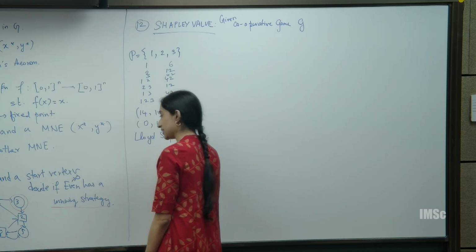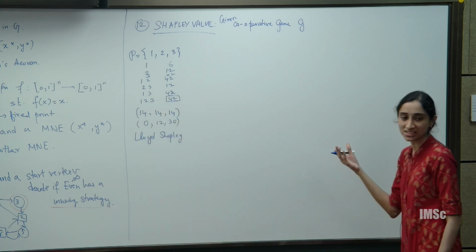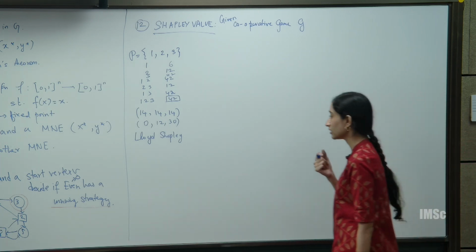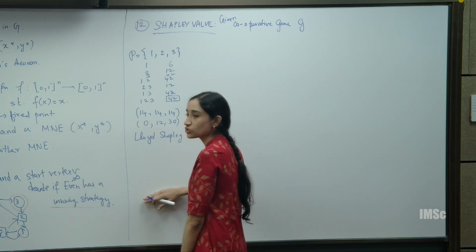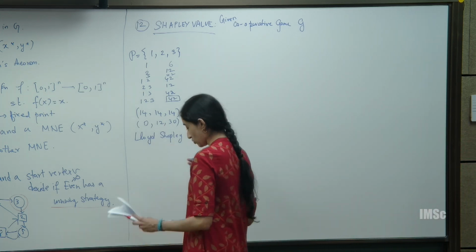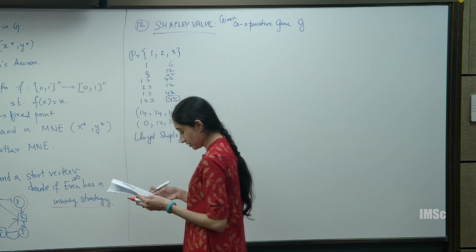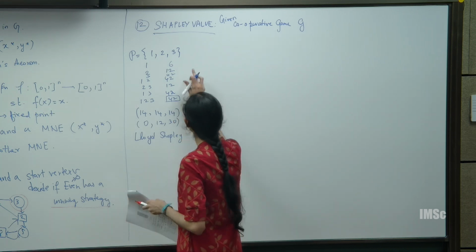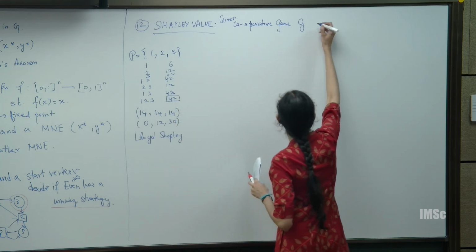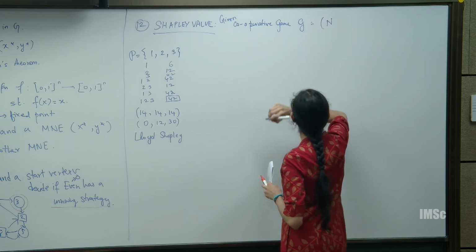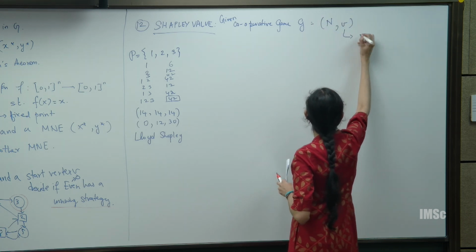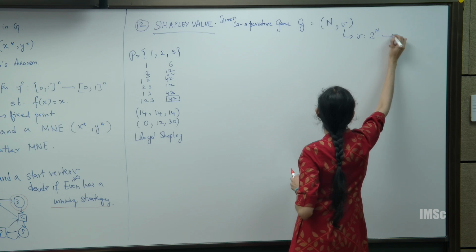So Lloyd Shapley was an economist. So these are questions that arise often in economics. So he came up with some notions of fairness. Correct? So maybe we should see. So I don't know if you have seen. So you should tell me whether you have seen. So in this game G, you have n players. Okay? And you have a valuation function, which is a function from 2 to the n to R.